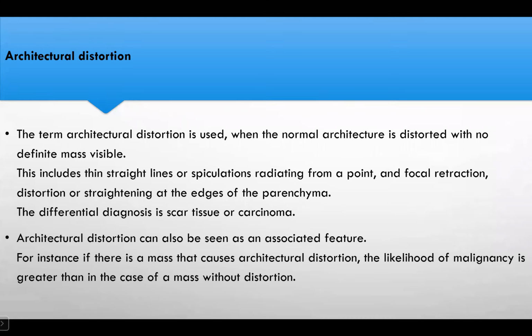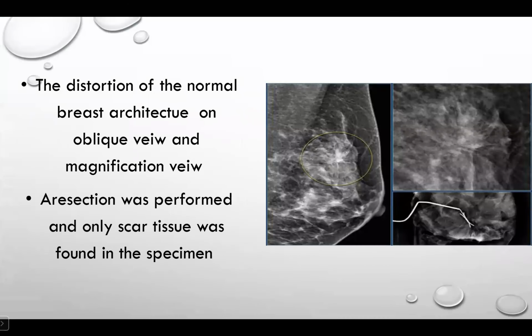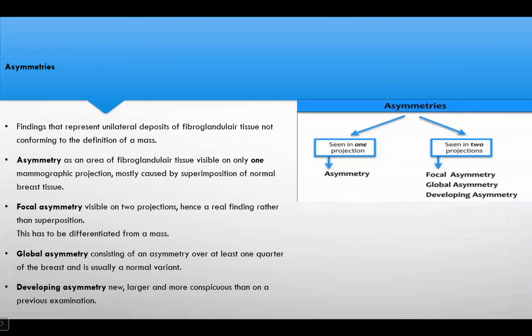For instance, in a mass that causes architectural distortion, the likelihood of malignancy is greater than in the case of a mass without distortion. This mammogram shows distortion of normal breast architecture on both the oblique view and the magnification view. A resection was performed and only scar tissue was found in the specimen.